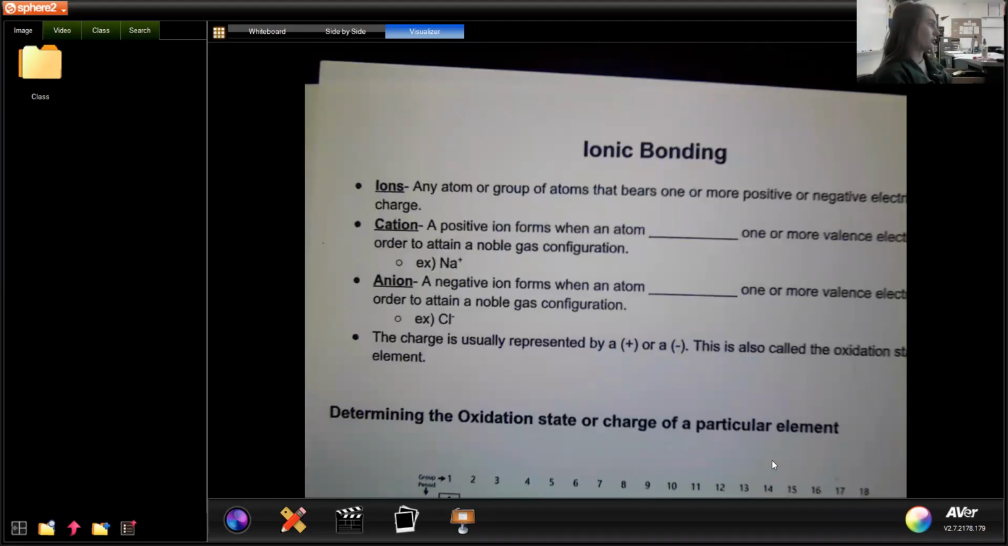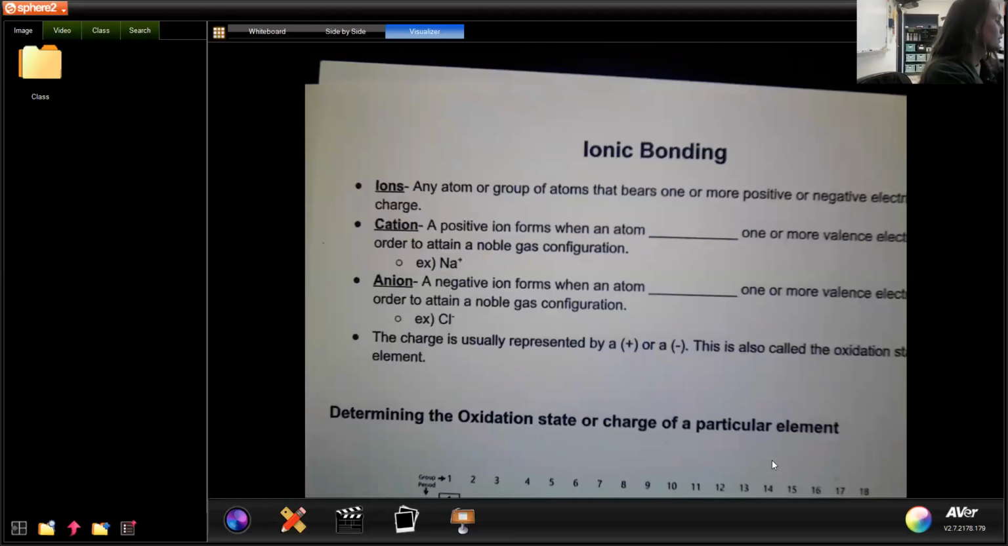So just as a refresher, ions are going to be any atom or group of atoms that bears one or more positive or negative electrical charge. So if we're seeing an exponent that is positive or negative, then we know that it's going to be an ion and not just its neutral atom. Now, specifically, we can have a cation or an anion, which we've talked about.